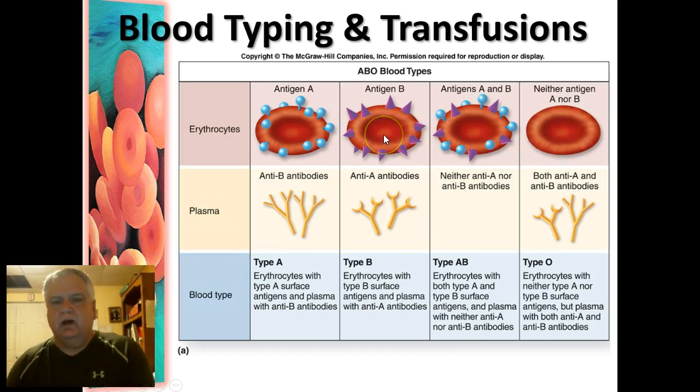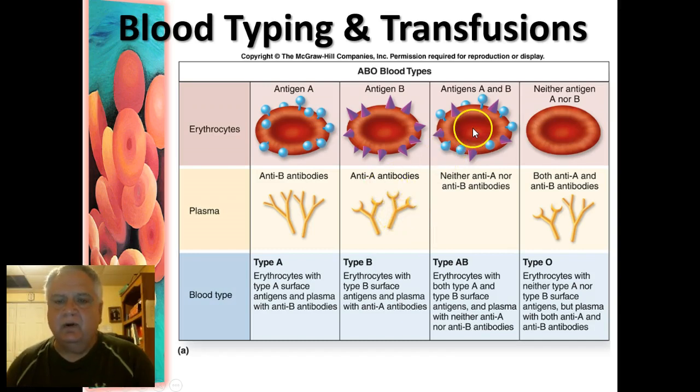How about a type B person? Can they receive A? Let's see if you're following along. No. Can they receive AB? No. Their anti-A antibodies would link on to the A surface antigens and cause this blood to clump. Can they receive O? The answer is yes, because there are no surface antigens to bind.